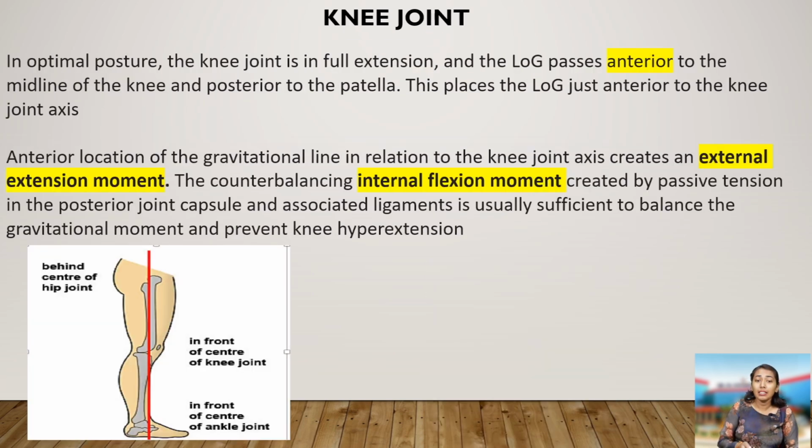Next, we'll move to the knee joint. In the knee joint, we have two things, right? Firstly, the line of gravity passes slightly anterior to the midline of the knee, but posterior to the patella. As you can see, the line is passing posterior to the patella. It is anterior to the knee joint, but posterior to the patella. So the actual external movement that is happening is extension, and it is being counterbalanced with your flexors, so that we do not go into hyperextension.